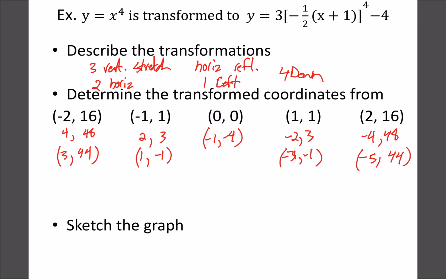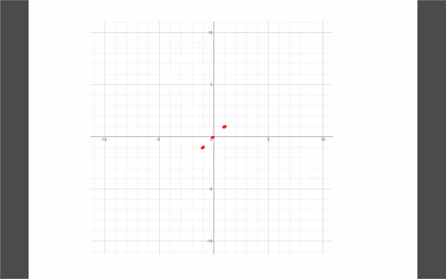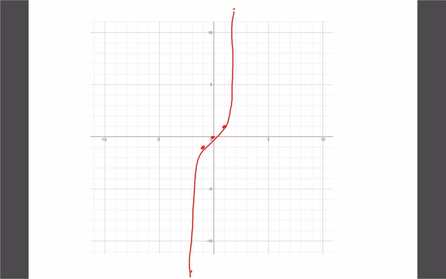So once we have those coordinates, we can actually sketch the graph fairly accurately. So let's graph our original first. Our original was 0, 0, 1, 1, negative 1, 1, and 2, 16. So that's up really high, negative 2, 16, and so on. So our original graph of y equals x to the fourth looks something like that. Oops, I messed up. Sorry, let's fix that. Because it's x to the fourth, it should actually look like a quadratic, which I just drew the wrong way. So it should be kind of a quadratic, sort of like that.